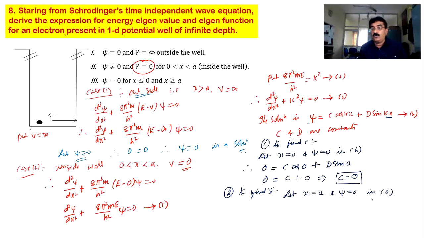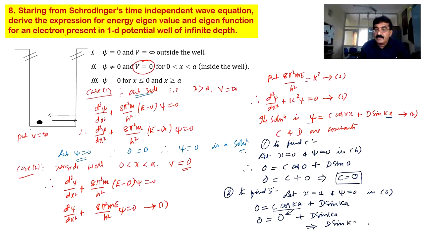Once again in equation number 4. I told you, this wall corresponds to x is equal to 0, and this wall corresponds to x is equal to a. Now equation 4 becomes 0 is equal to c cos ka plus d sin ka. Anyway c is 0, therefore this whole term becomes 0 plus d sin ka. That implies d sin ka must be 0.